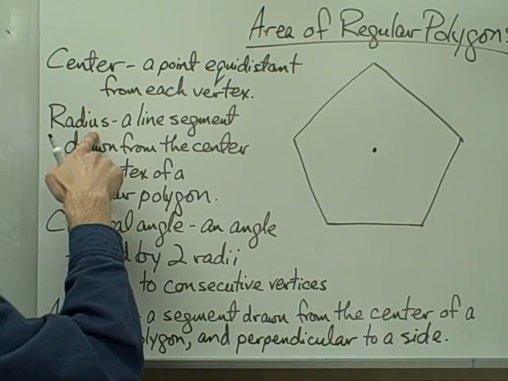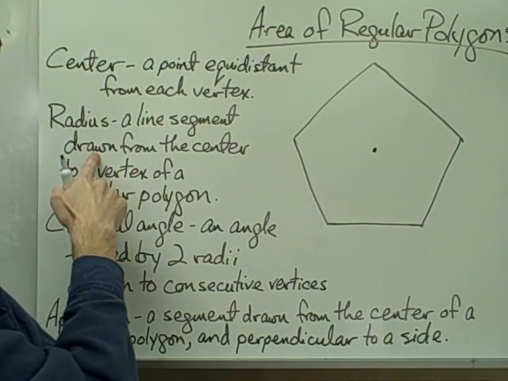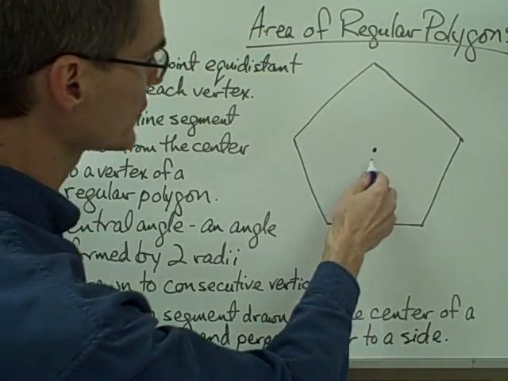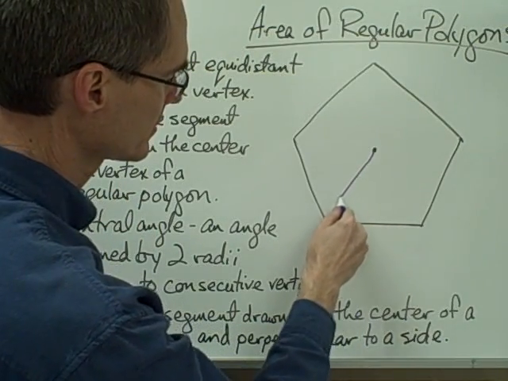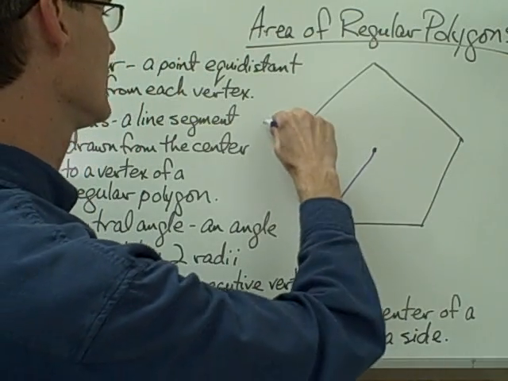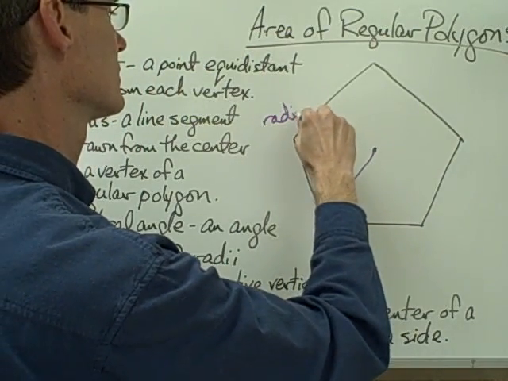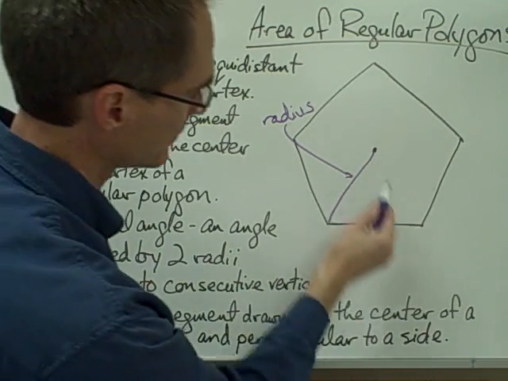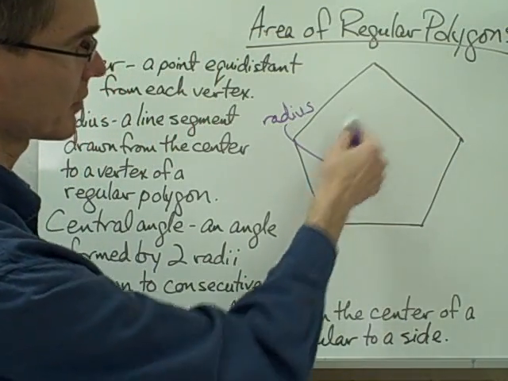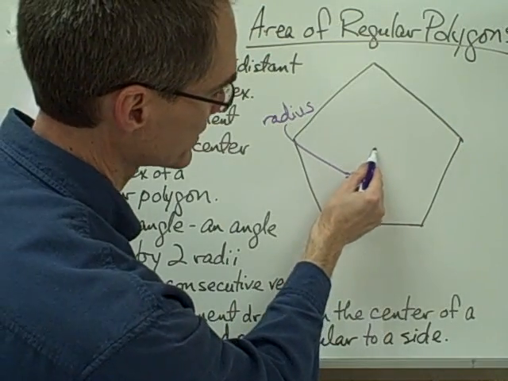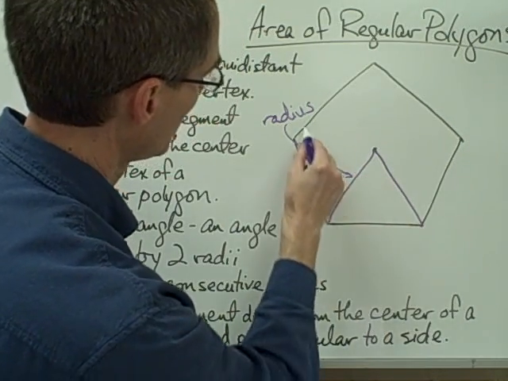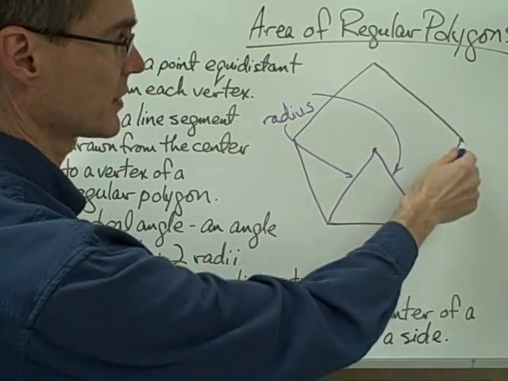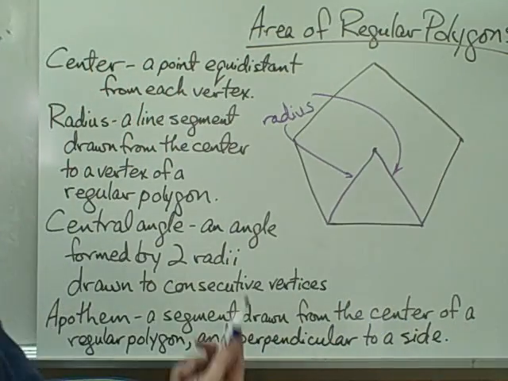The radius of a regular polygon is a line segment drawn from the center to a vertex of a regular polygon. So for example, this would be a radius. And notice I have a bunch of different radiuses. In fact, in particular on a pentagon, I have a total of 5 radiuses, since I can draw a radius from the center to this vertex, this vertex, this vertex, and so on.